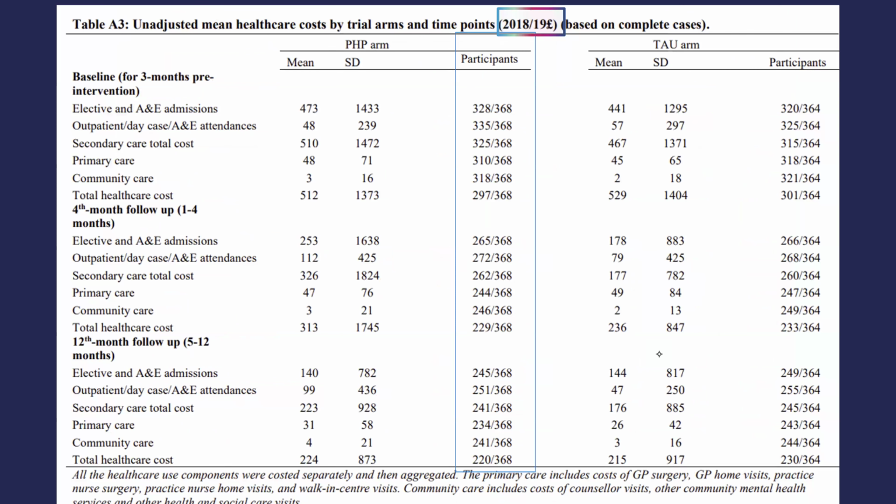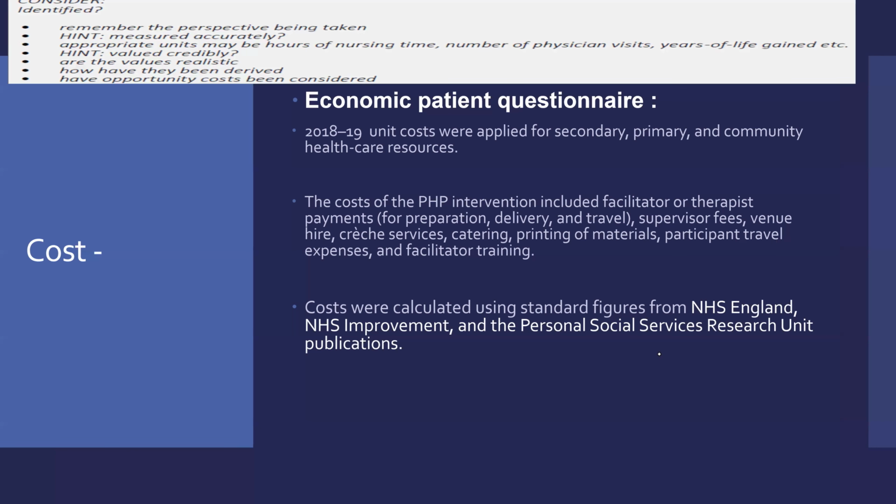This is only for the complete cases. The previous one was multiple imputation. This was complete cases, and this shows how many people had data available for the complete cases. This was the economic patient questionnaire.